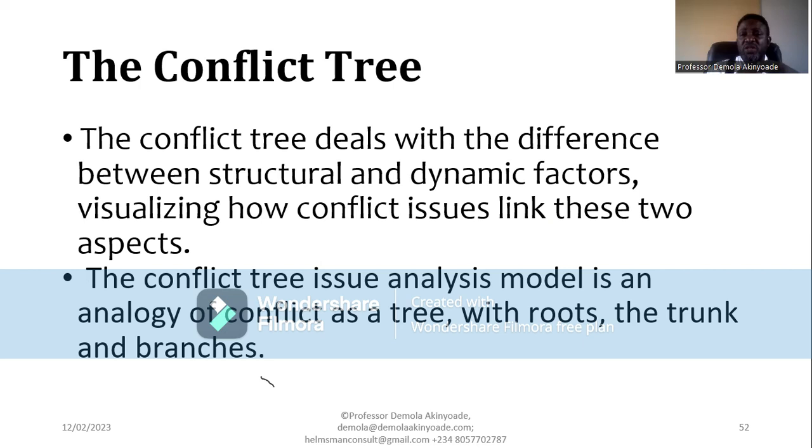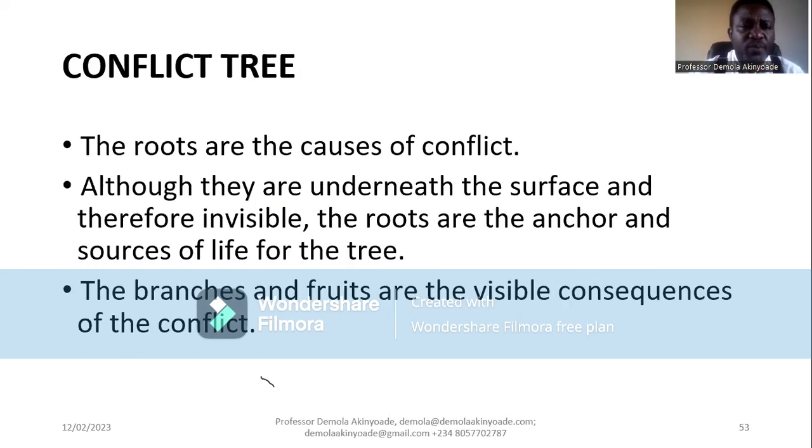Dynamic factors are those things that change every now and then. They are the leaves and the fruit and the flowers. All these are not as stable as the trunk of the tree. Most trees change their leaves and their flowers and their fruits seasonally, but the trunk remains the same. So also the root. So that is the conflict tree, the issue analysis model.